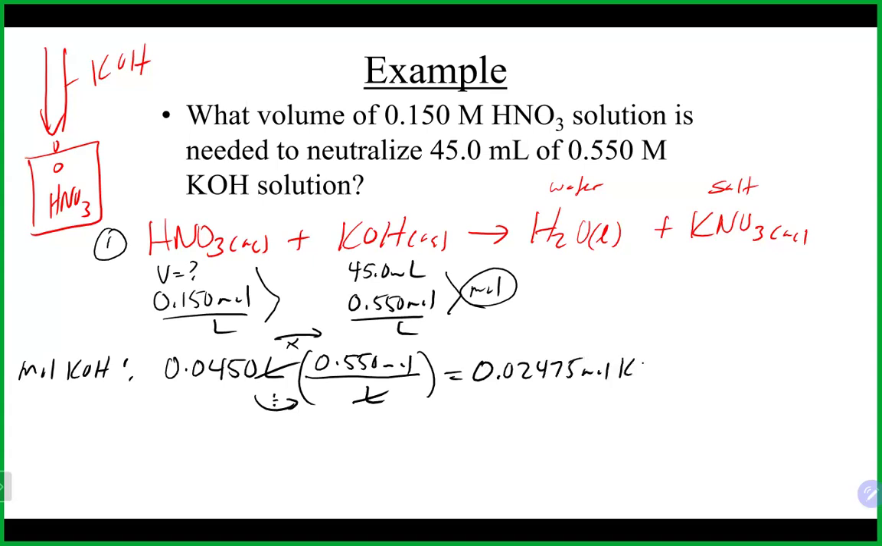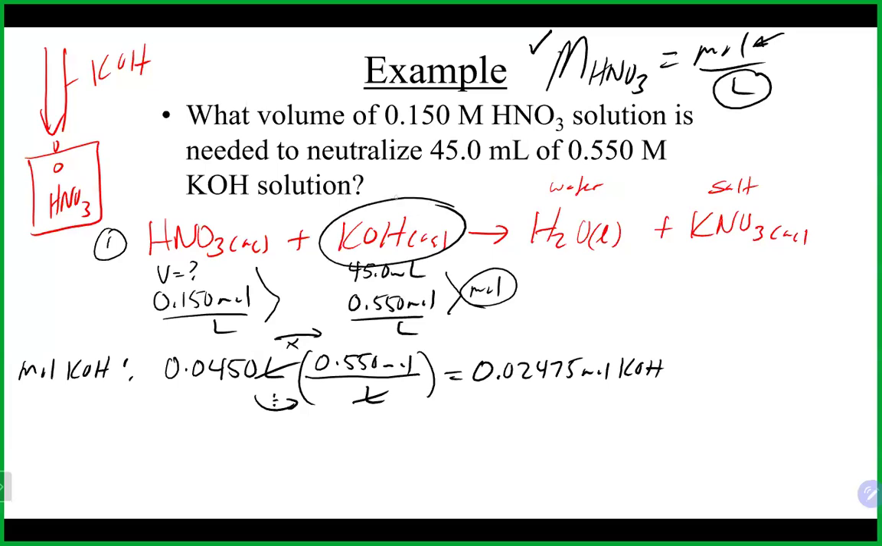0.02475 moles of KOH. Remember that if we are looking for the molarity of the HNO3, we need moles per liter. So we already have the molarity. We are looking for the volume. So we are really using, in this case, stoichiometry to get to the moles of the nitric acid. And we could do that by just going to the equation. In this case, the relationship between these two is a 1-to-1 relationship. So we will do 1 mole of KOH, 1 mole of nitric acid.